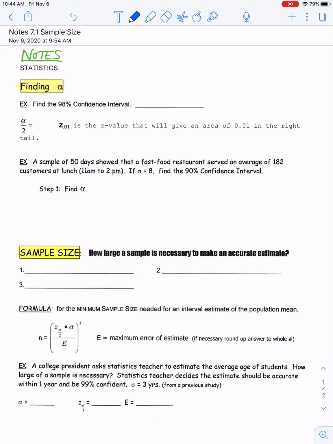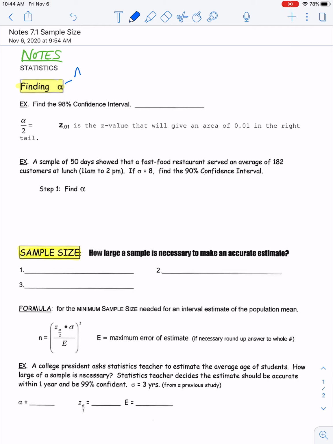In this video, I want to take a look at how to calculate alpha, figuring out how to find alpha and then figure out a sample size for an accurate estimate. Okay, so first of all, let's talk about alpha. Alpha, if you remember, is the value or represents the total area in two tails.